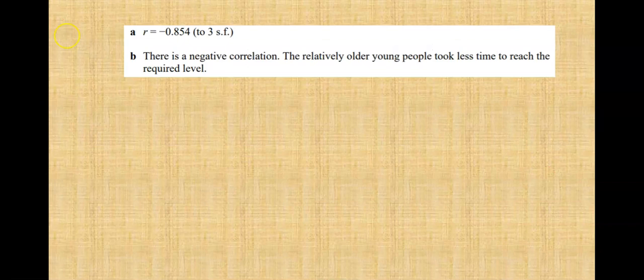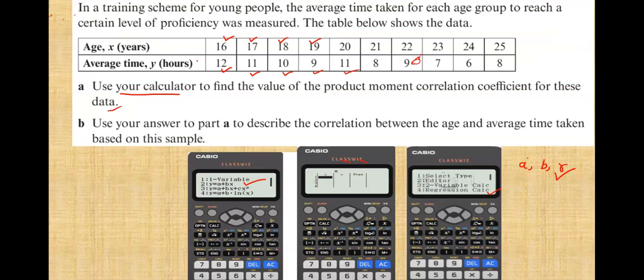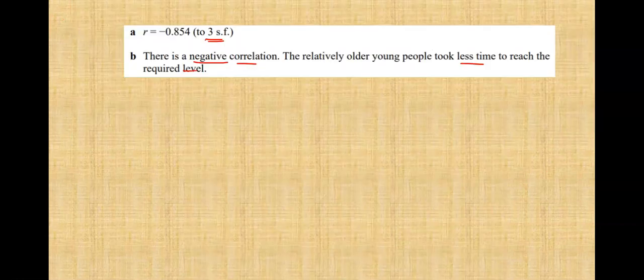Your answer will be R is minus 0.8354, that is to three significant figures. Because this is a negative sign, it is a negative correlation, and relatively older young people took less time to reach the required level. Here it was asking to describe the correlation between the age and average time taken based on this sample.